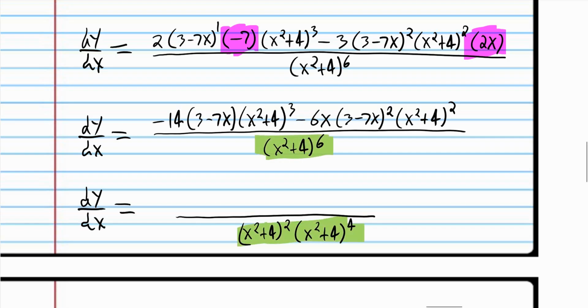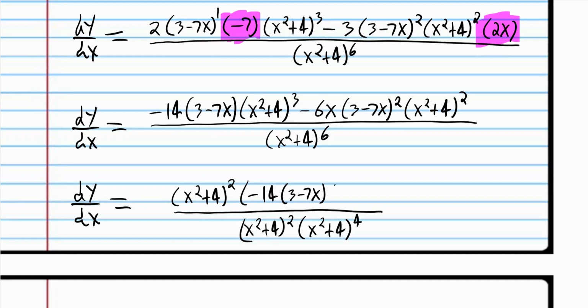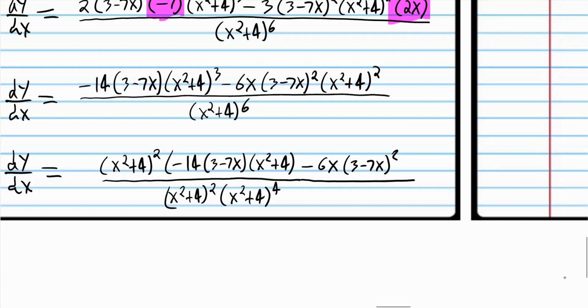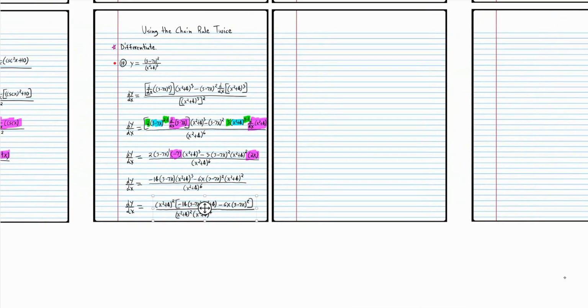So I changed this to this. And in the numerator, I'm going to again factor out (x squared plus 4) to the second power. So we have negative 14 times (3 minus 7x) times (x squared plus 4), and then minus 6x times (3 minus 7x) squared. So I'll see if I can find some more room here. And we need another parenthesis, so I'm going to actually change these to brackets. So I'm going to copy all this stuff and bring it to this next page because there's quite a bit of work here that we have to do.